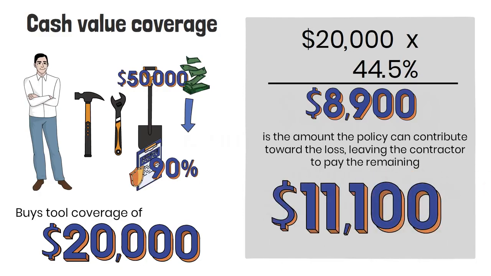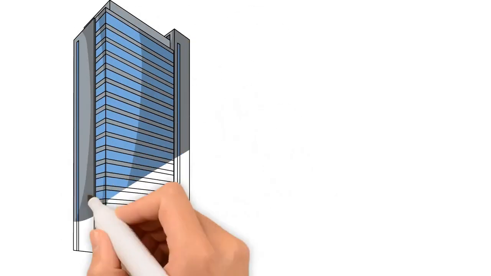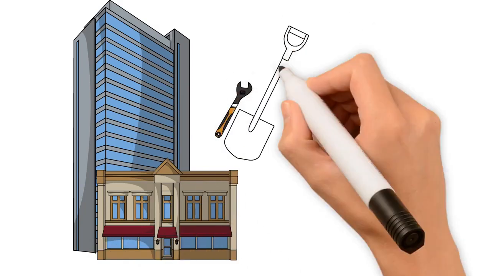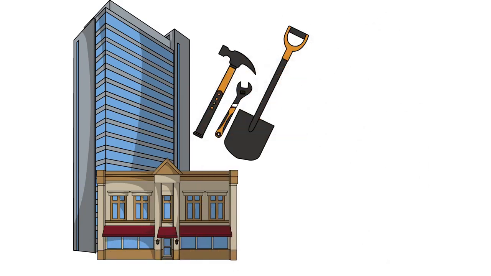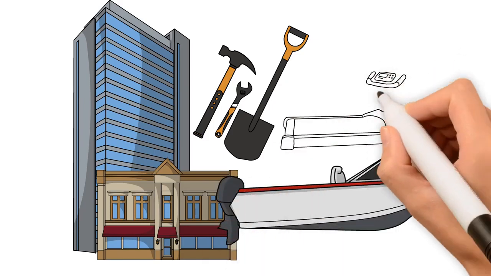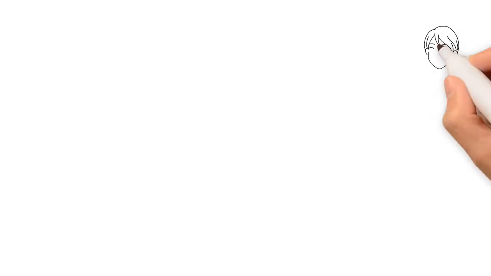$11,100. Again, coinsurance penalties exist in just about every policy, insuring just about every type of property, from homes and tools to farm buildings, equipment, recreational items such as watercraft and ATVs, to personal contents in an apartment, as well as contractors' equipment. The examples show that coinsurance penalties can be very large.